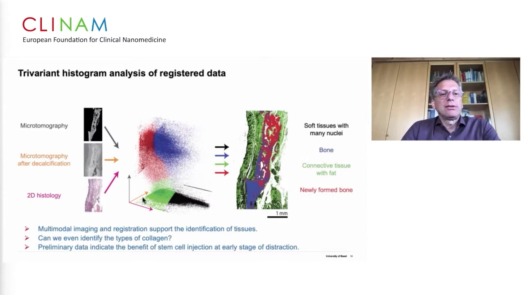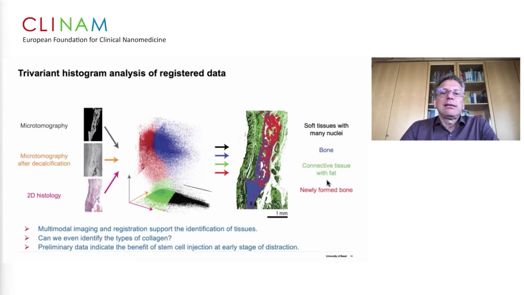We put them together in this joint histogram, or we also say the trivariate histogram, because we have three modalities that we combine. And by the k-means clustering, we can produce an image, as you see here, where we can discriminate different kinds of tissue. So we have soft tissues with many nuclei given in black, the bone, mainly the major bone, that is given here in blue. And you see also a part of that bone that is newly formed.